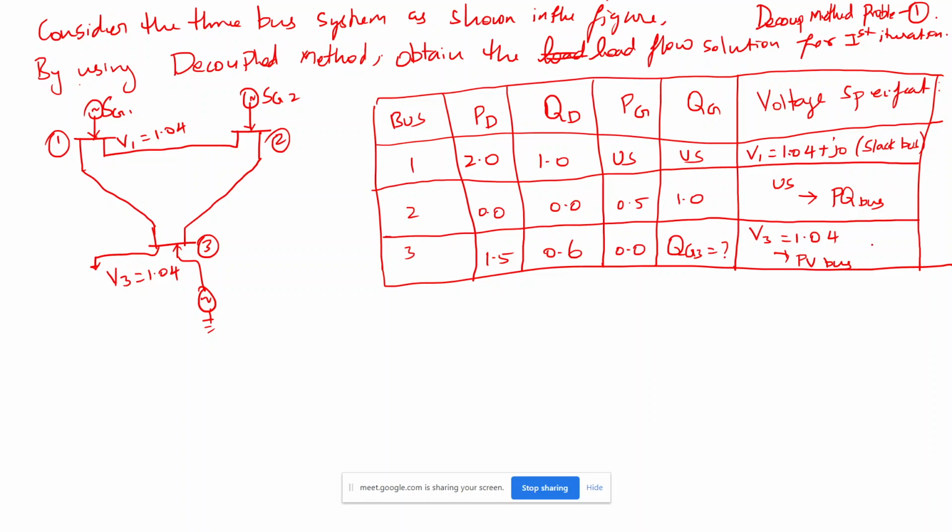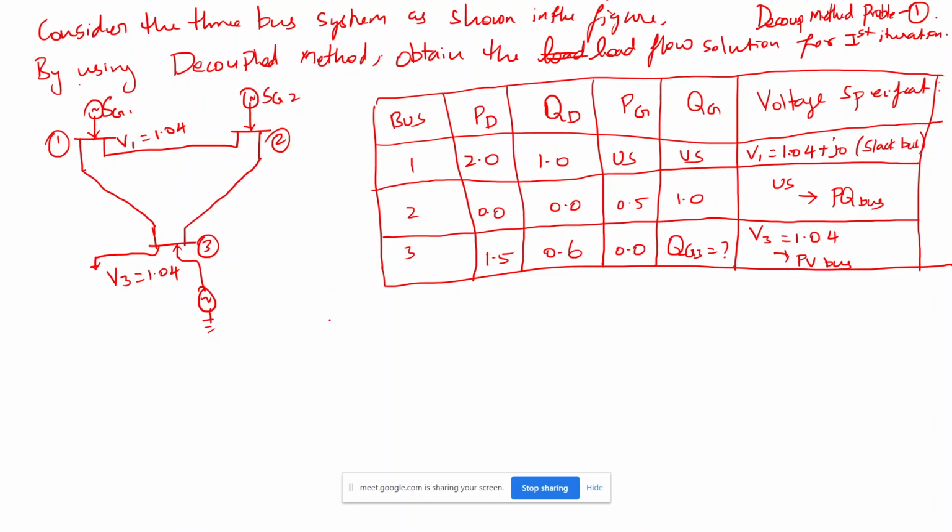So this is nothing but the same problem we solved for Newton-Raphson also. Here by using the decoupling method, the same problem, how we can find out the solution as we found out in the Newton-Raphson. So from the last problem we have taken some values that I am not going to repeat because we already solved in detail. If you have any doubt, you can go through the old problem also.